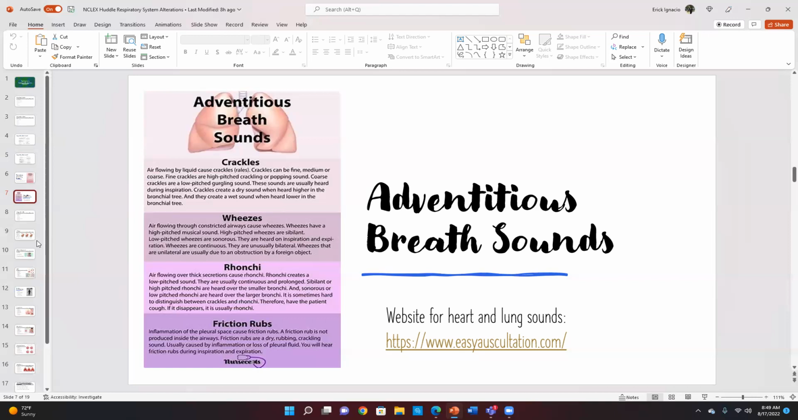Okay, the next adventitious sound is rhonchi. And so if the patient has thick secretions, the air that flows over them, right, will cause rhonchi. So when the patient actually coughs, they can clear this sound. This is most commonly seen in your chronic bronchitis patient.